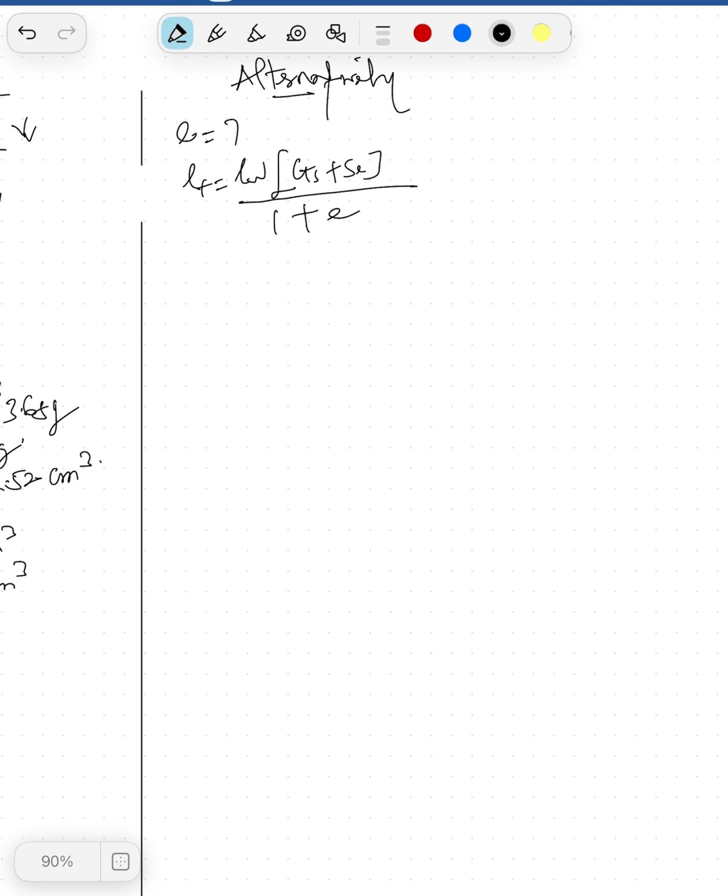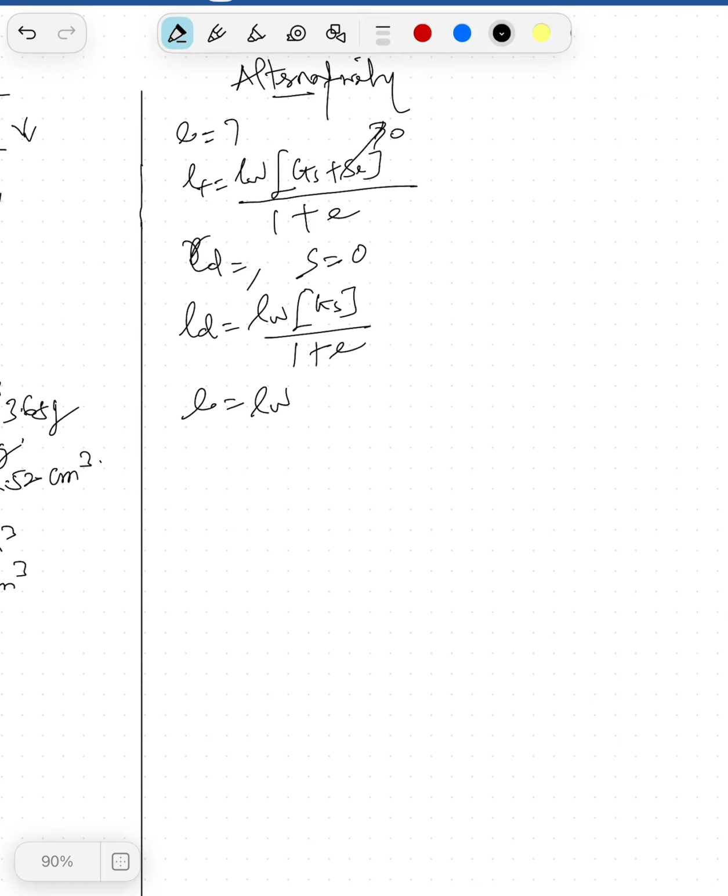And for dry density, that is saturation S equals 0. So the equation for dry density, since S is going to be 0, equals density of water times Gs over 1 plus e. If you make e the subject of the formula, you will have density of water times Gs all over dry density, minus 1. So this is the expression you'll be having.